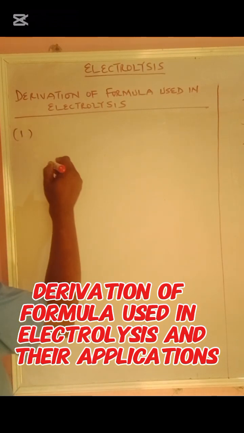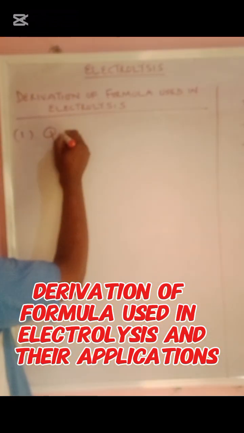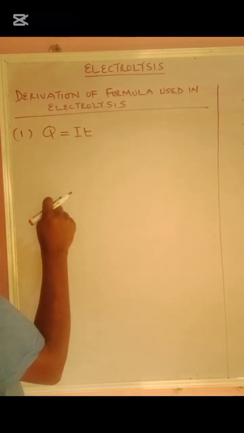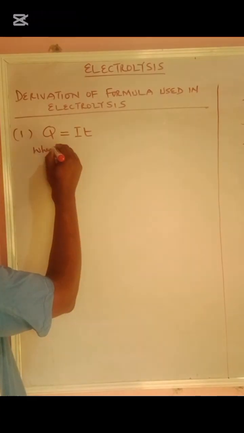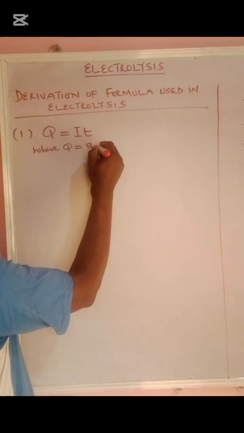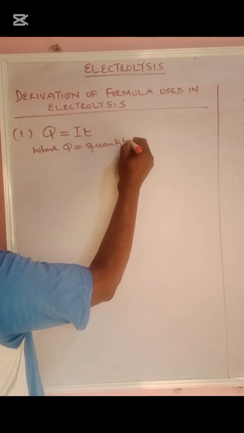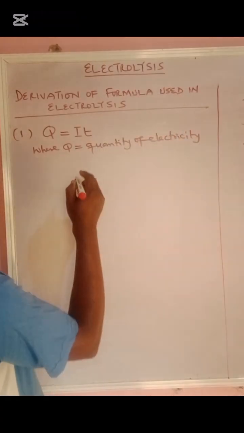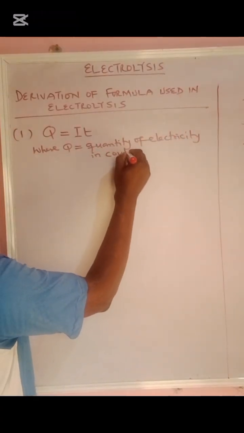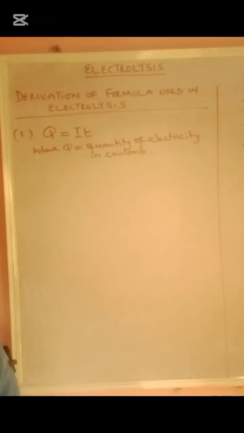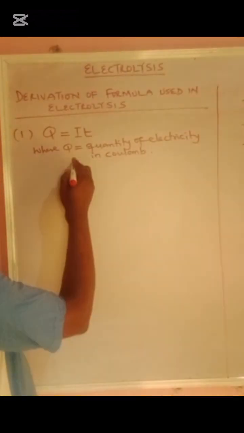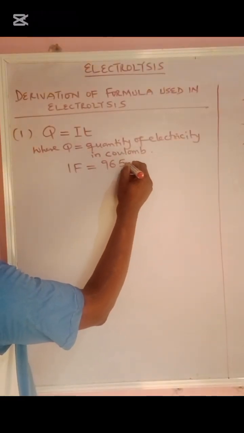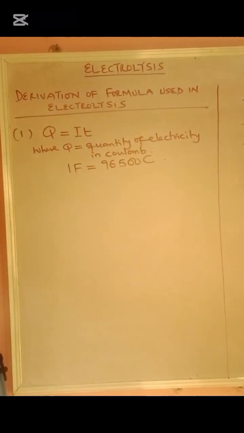You are expected to know the following formulas. The first formula, we have Q is equals to IT. We don't know what Q stands for, I will write all this out. Where Q is equals to quantity of electricity in coulomb, or you leave it in farads. Remember, 1 Faraday is equals to 96,500 coulomb. That's the conversion.